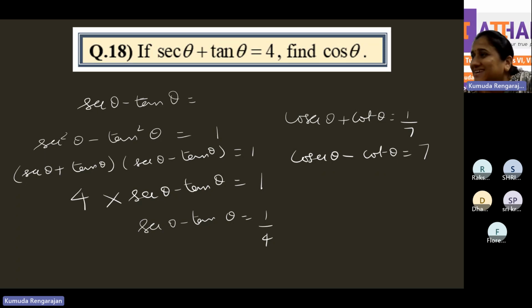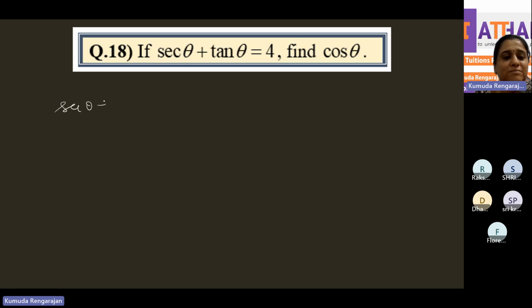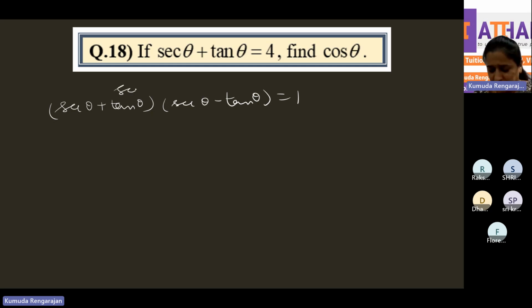5 into 1 by 5 is 1. 2 by 5 into 5 by 2 is 1. 1 by 3 into 3 by 1 is 1. The product of a number and its reciprocal is 1. So by the identity, secant theta plus tan theta into secant theta minus tan theta is 1, because of the identity secant square theta minus tan square theta is 1. Yes or no, children?